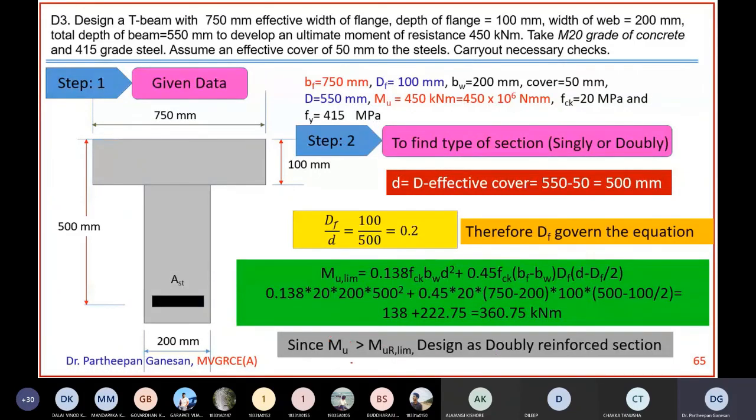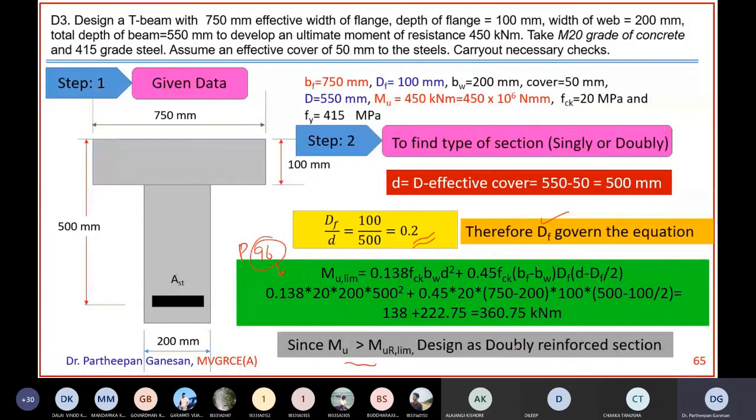So this step is almost the same as what you have done earlier. Because it is 0.2, the equation will be the Df equation. This is given on page number 96. The last equation is this one, page number 96 of your code.